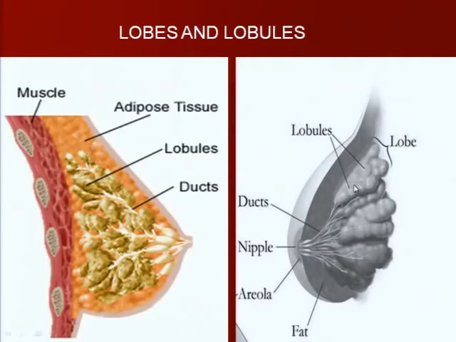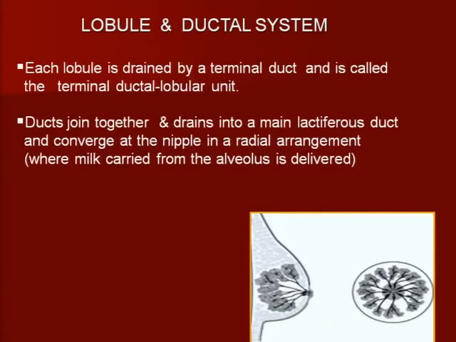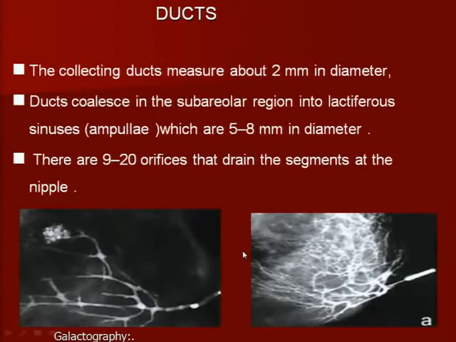These lobules also contain ducts. The ducts here are called the terminal ducts, and that whole unit there will be known as the terminal ductal lobular unit. Okay, and these ducts will drain right down. They are arranged in a radial fashion. They radiate right down to the nipple. The ducts are carried by the collecting ducts. Each duct is about 2 millimeters.